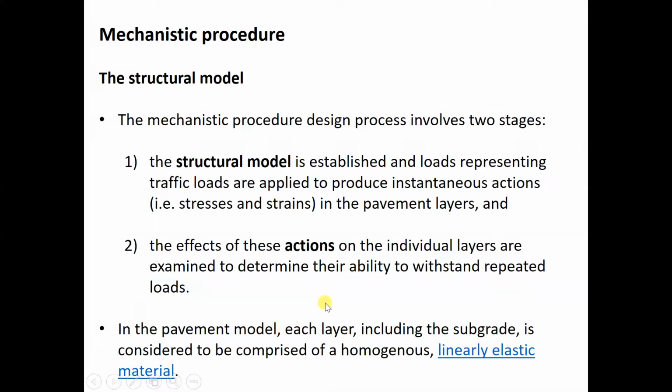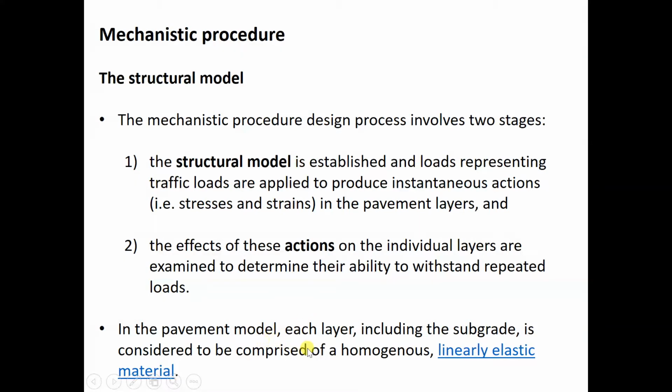For example, the cemented layers could crack under the repeated loading, so we have to consider that as well. And then the wearing course will crack after a certain number of repeated loadings, and the subgrade will undergo some deformation, some sort of densification and then rutting.